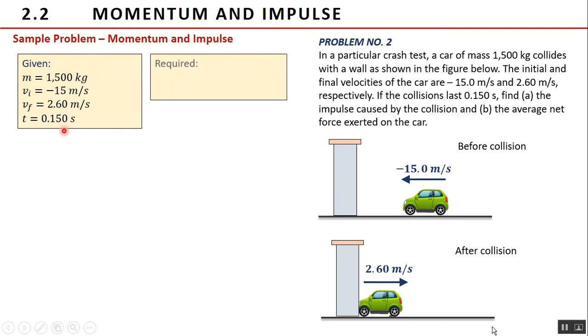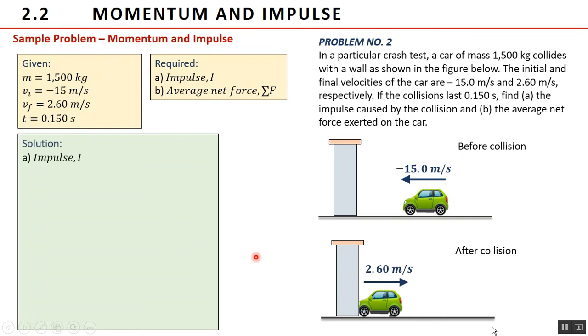What we are going to do is solve for the impulse, I, for letter A. For letter B, the average net force exerted by the wall on the car. Now we're ready to solve. For letter A, impulse, since we are given mass and velocities, we use the impulse-momentum theorem: impulse I equals mass m multiplied by the quantity v sub f minus v sub i. Substituting the values, 1,500 kg times 2.6 meters per second minus negative 15 meters per second. The impulse is equal to 26,400 newton second, towards the right.